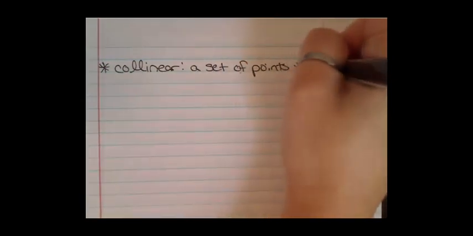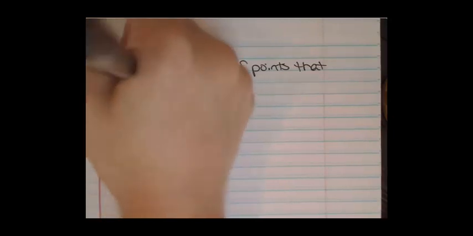So that brings us to another definition called collinear. A set of points that are in a straight line are called collinear. So the first 2 points that we had on the last example were collinear. They lied on the same line, so it worked.